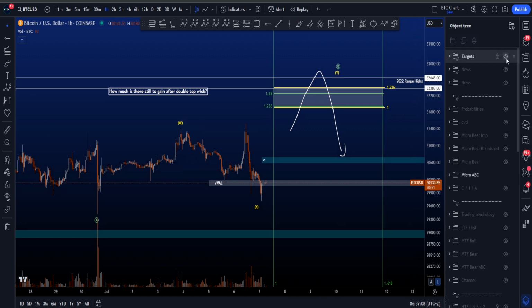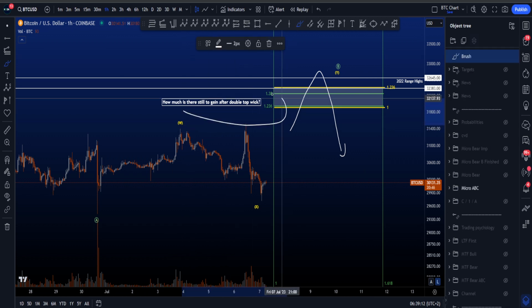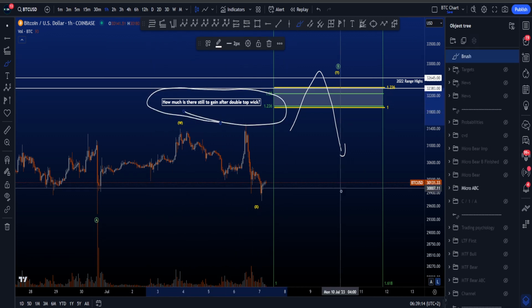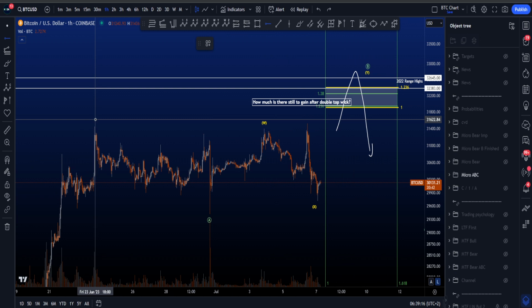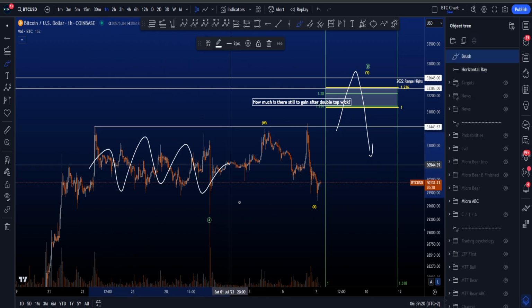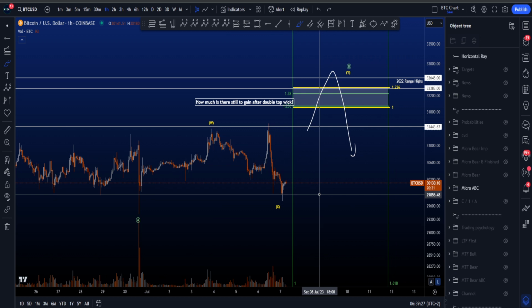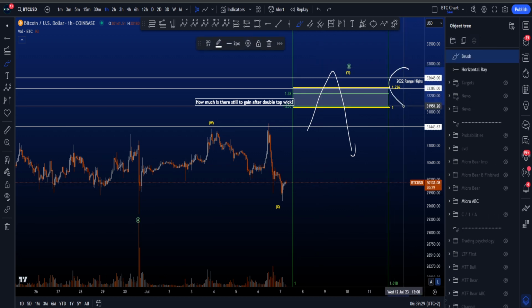However, a question we have to ask ourselves as well is, how much is there still to gain for market makers after the double top wick? Because over here, price wicked this double top. So people that have been shorting in this range got stopped out, and now price is moving to the downside. It grabbed the liquidity, price is moving down. How much is there left over here?